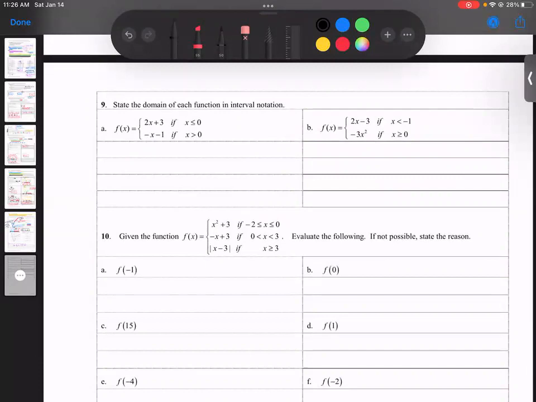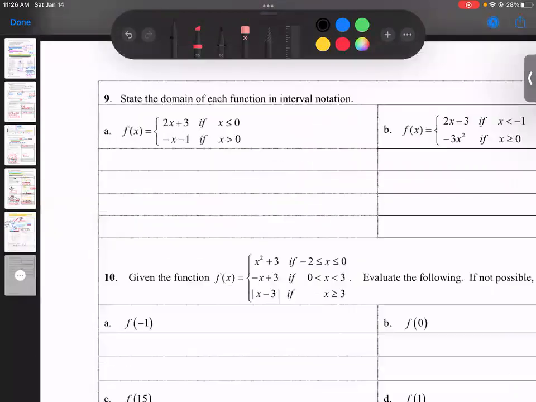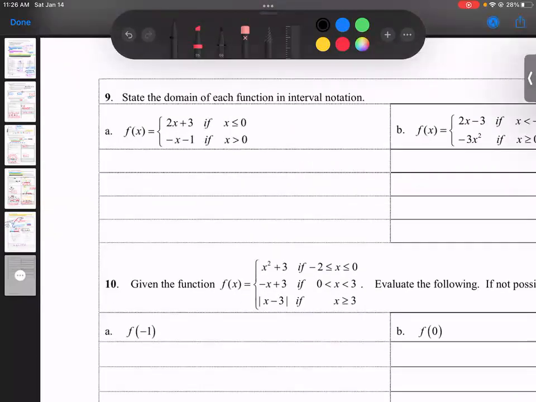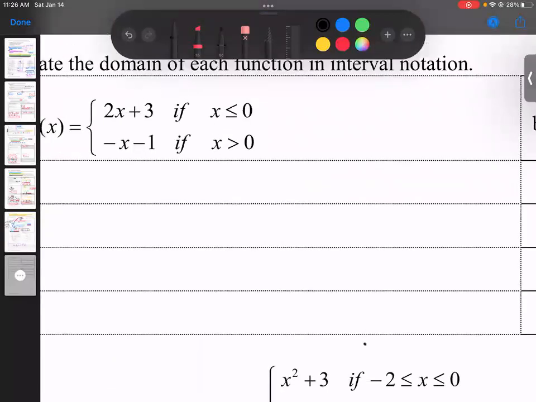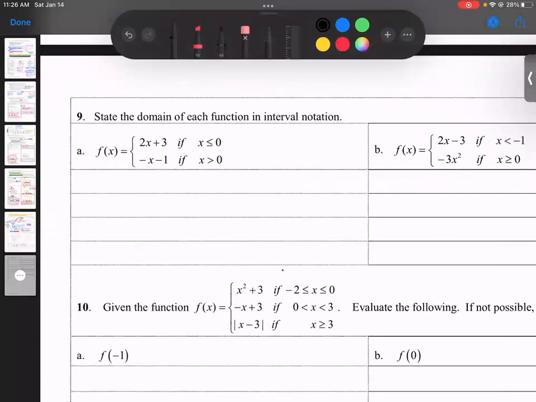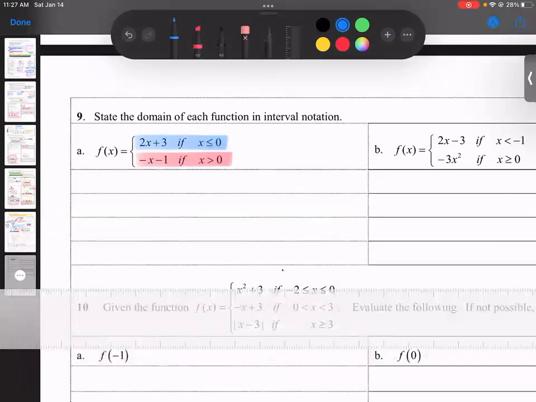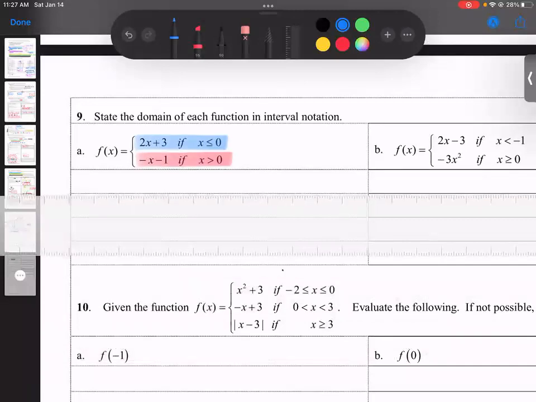State the domain of each function. For this one, they don't give you the graph. However, you can tell the domain by looking at the restriction that they gave you. For the first function, let me highlight in blue, and here I'll highlight in red. For the first function, I have x is less than 0. I always draw it out. It helps.